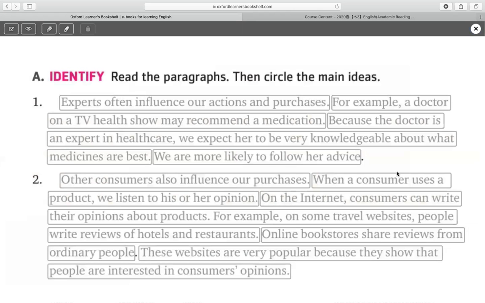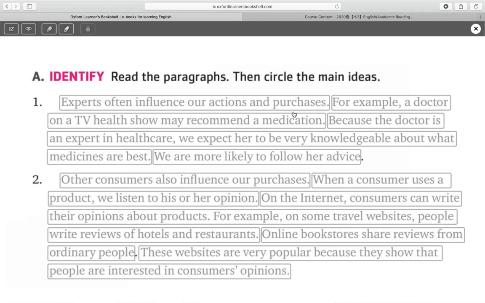Here, read the paragraphs, then circle the main idea. I'm going to read only number 1 for you. You can do number 2 by yourself. Experts often influence our actions and purchases. For example, a doctor on a TV health show may recommend a medication. Medication is a medicine or a type of how to take care of disease. Because the doctor is an expert in healthcare, we expect her to be very knowledgeable about what medicines are best. We are more likely to follow her advice.